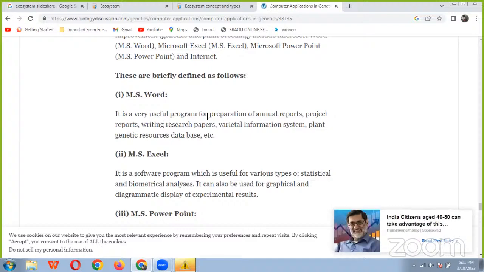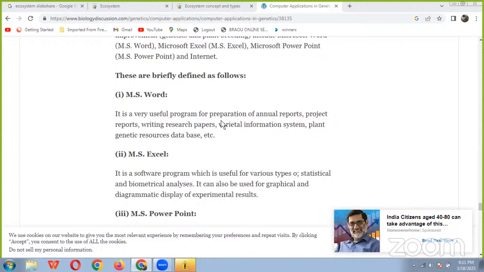MS Word is mainly used for the preparation of annual project reports, writing research papers, some articles and journals, and a variety of information system plans. These are used for creating documents, and they are easily handled.